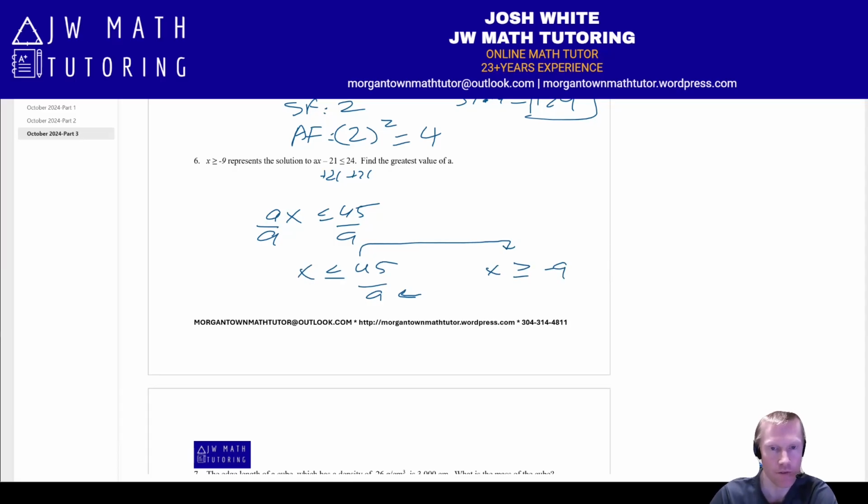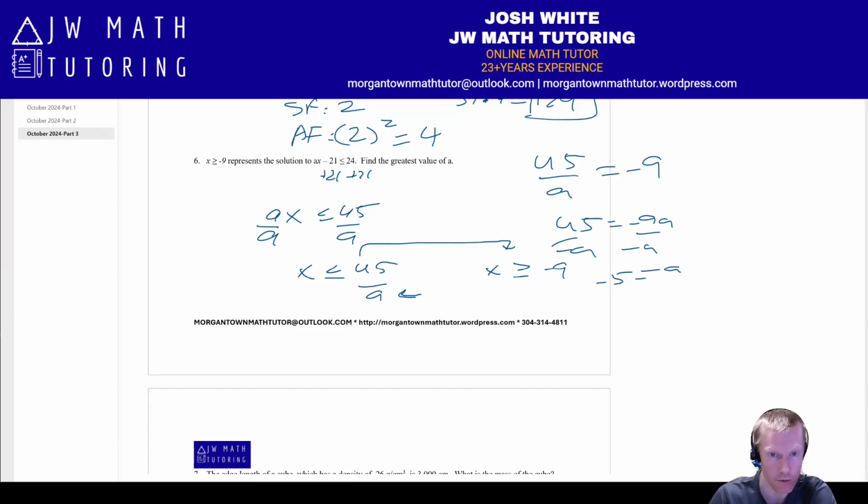So, what does a have to be in order to make 45 divided by it equal negative 9? Well, 45 divided by a equals negative 9. Just cross multiply: 45 equals negative 9a, divided by negative 9. A has to be negative 5. If you plug negative 5 in for a, now you get negative 9 on the right. That checks. Notice the inequality sign also flips because you're dividing by a negative number. So now we found a value for a, and it gives us the correct solution to the inequality. The correct answer is negative 5.